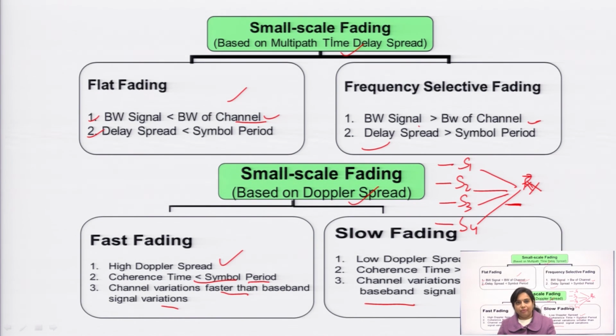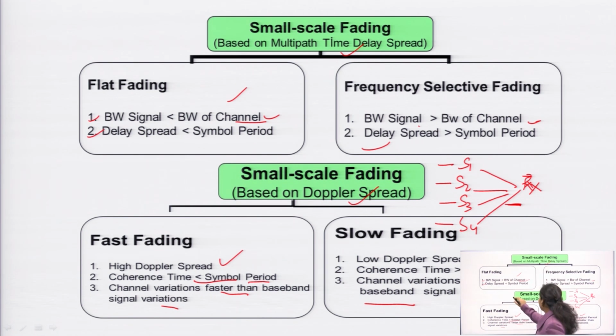Now, 2 types of fading we have considered on the basis of the multipath time delay spread, that is flat and frequency selective. In this case we have considered the channel bandwidth and signal bandwidth. When the bandwidth of the signal is smaller than the channel bandwidth, that is known as flat fading, and the opposite of that is known as frequency selective fading. In flat fading, the delay spread is smaller than the symbol period, and when the delay spread is greater than the symbol period, that is frequency selective fading.